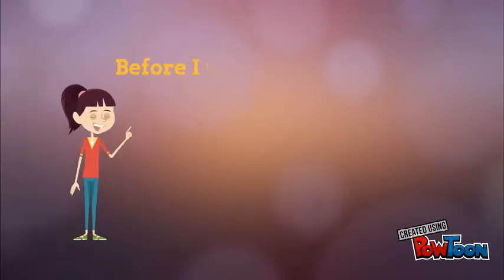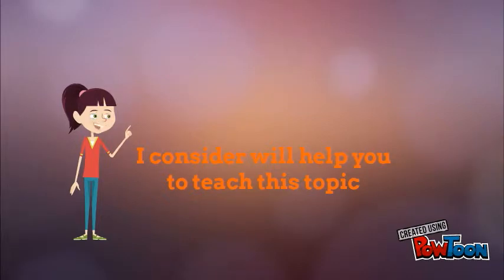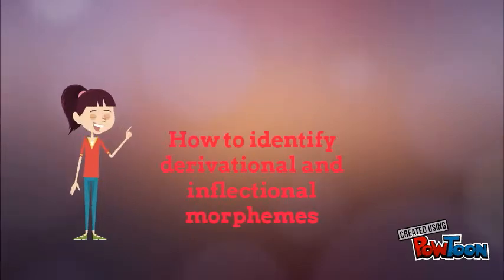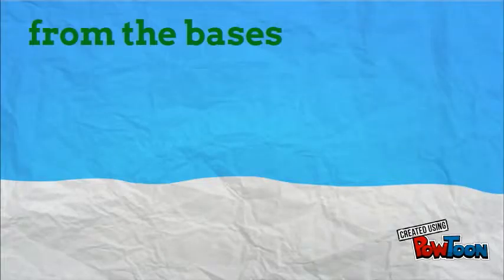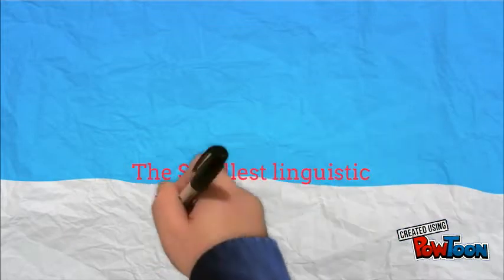But before I tell you about the methodology that I consider will help you to teach this topic, I would like to start by explaining how to identify derivational and inflectional morphemes. First, we're going to start by the basis. So what is a morpheme? A morpheme is the smallest linguistic unit of meaning or function in a word.